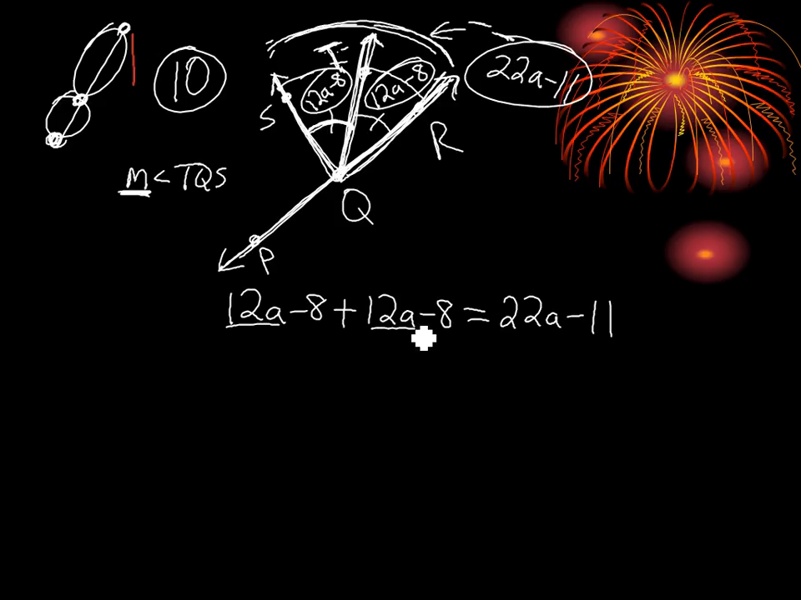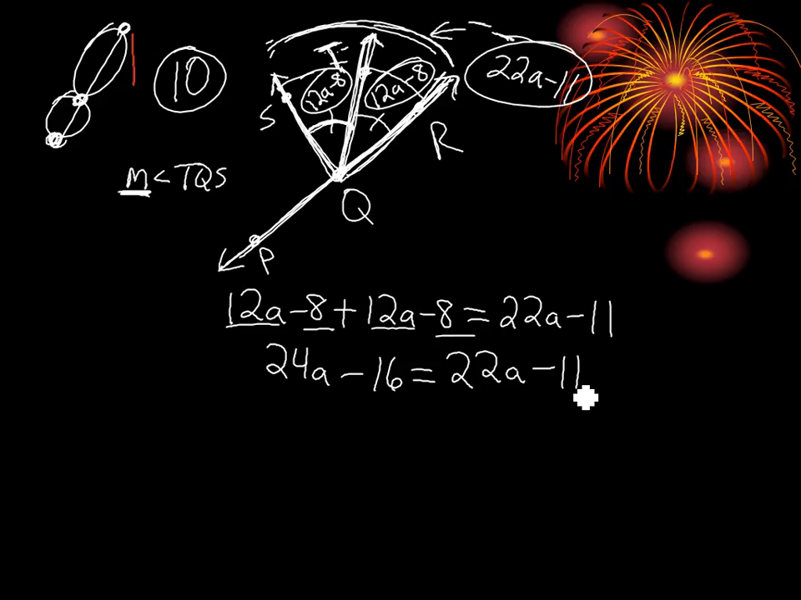Like terms, what's 12A and 12A give us? What's 12A and 12A give us, Julia? 24A. What's a -8 and a -8 give us, Wade? So -16. And 22A minus 11 on the other side.